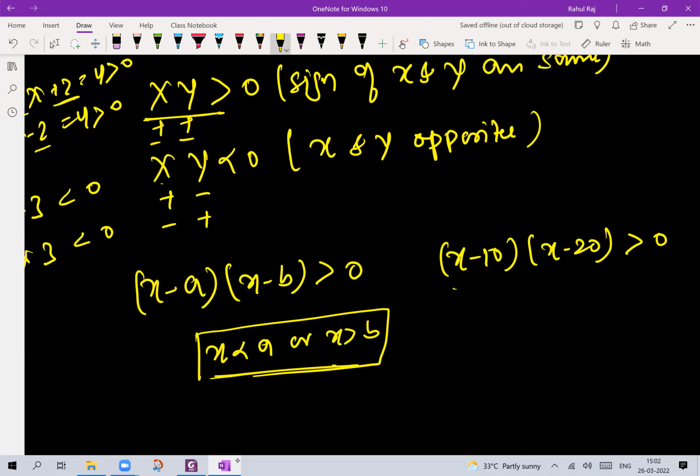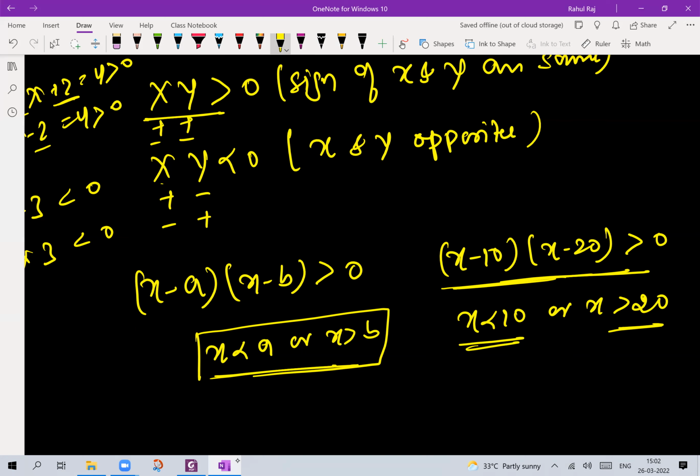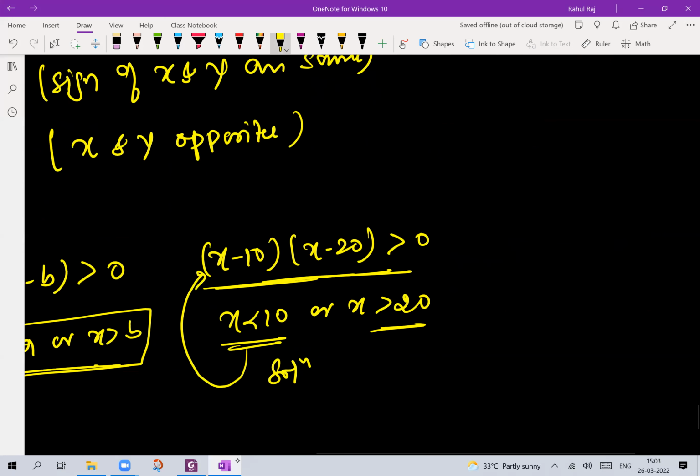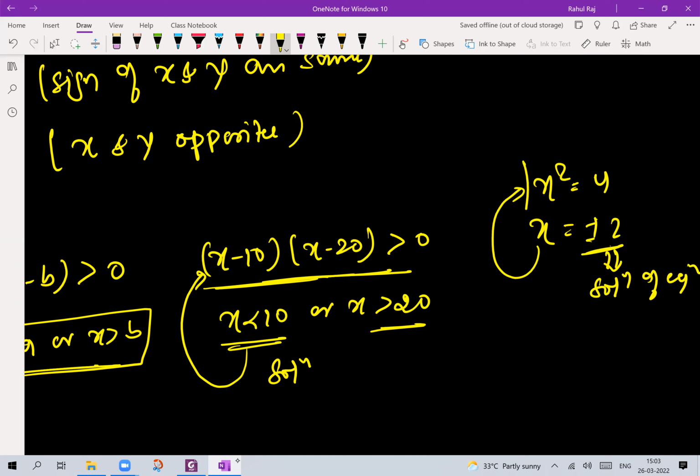What do you mean by this? Imagine if I solve this particular equation, what do I get? I'll get x is either less than 10 or x is greater than 20. But what do you mean by that? This is nothing but a solution of this equation. When you say x square is equal to 4, x is equal to plus or minus 2. What is this plus or minus 2? This is nothing but a solution of the equation. And what do you mean by solution of the equation? When you put this back into the equation, your LHS should be equal to RHS. Simple logic. When I put plus 2, 2 square is equal to 4, LHS is equal to RHS. When I put minus 2, square is equal to 4, LHS is equal to RHS.